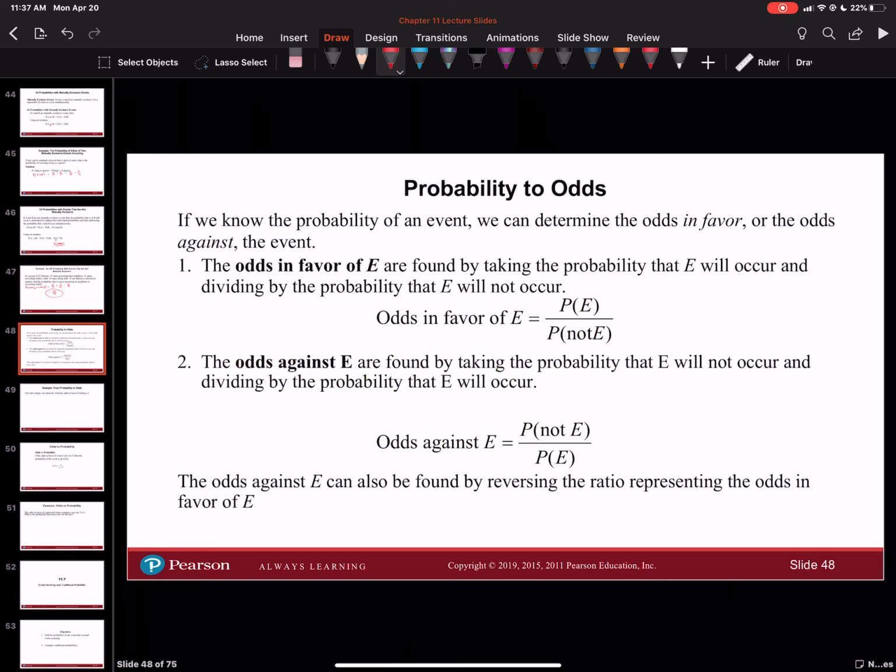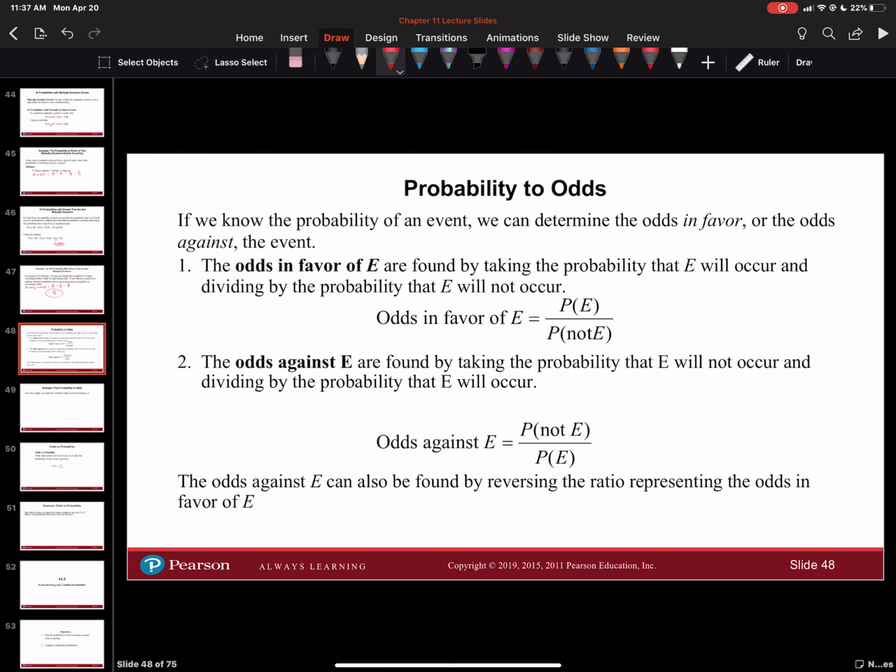Now, we're going to look at odds in favor of E, and we're going to look at odds against E. The odds in favor of E is equal to the probability of E over the probability of not E. So basically, you already know how to find the probability of E, and you already know how to find the probability of not E. So now you just divide them to figure out the odds in favor. And the odds against would be what? The probability of not E over the probability of E.